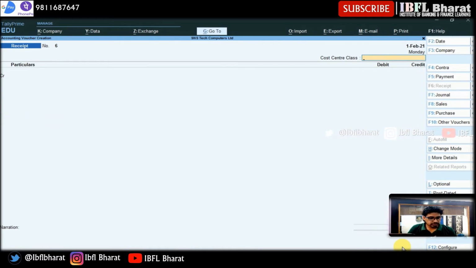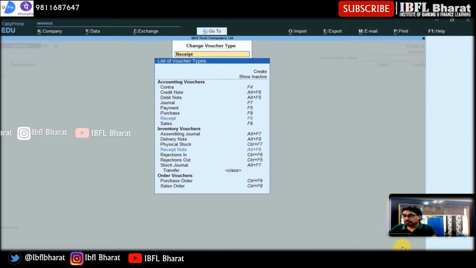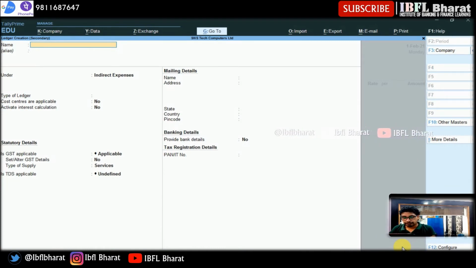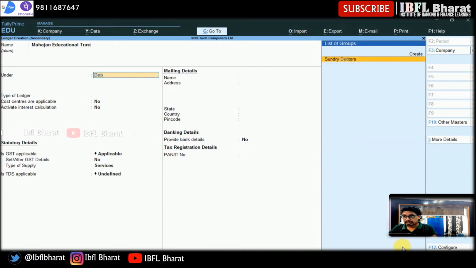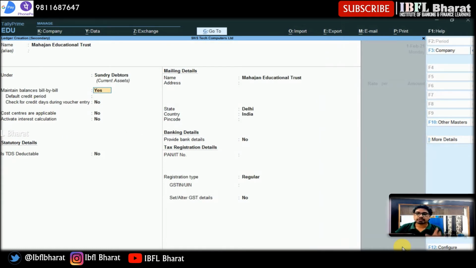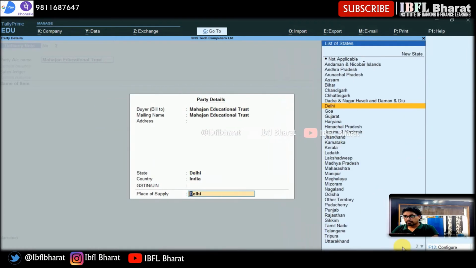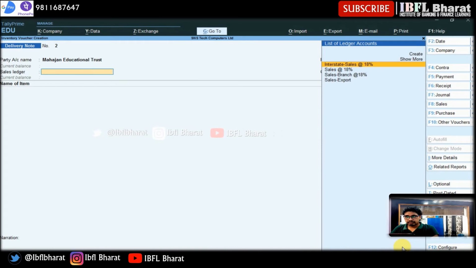After this, we are delivering 5 computer i5 to Mahajan Education Trust. So just come to F10, press F10, and here is a delivery note, and we are delivering goods to Mahajan Education Trust. You just prepare a ledger, Alt C, Mahajan Educational Trust. They are our debtors. We are not sending any invoice, we are just delivering the goods to them, and we will use price list 1 here. We will take GST taxation also.